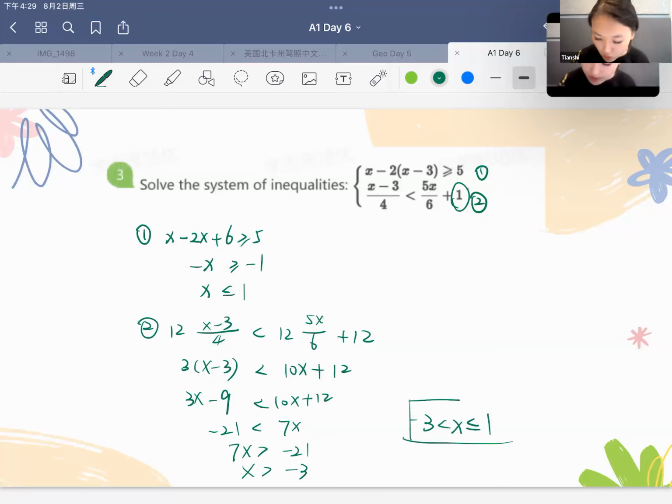So here is the solution for this part. So we can only have the middle part. Okay, so this is for that question.